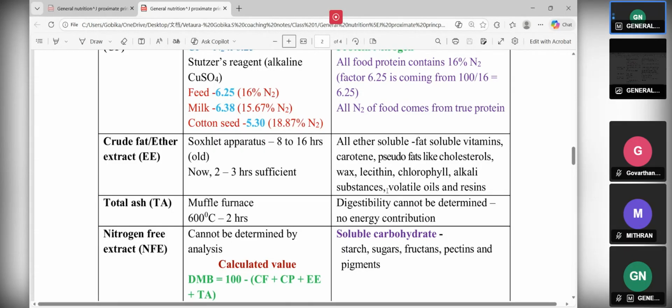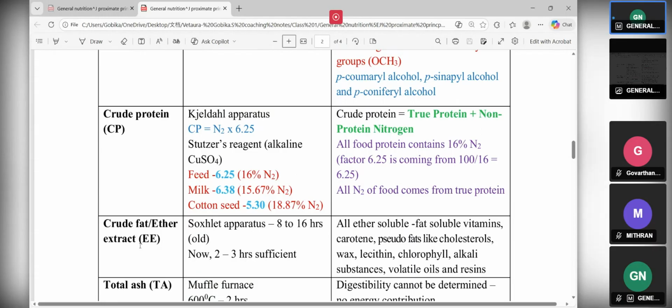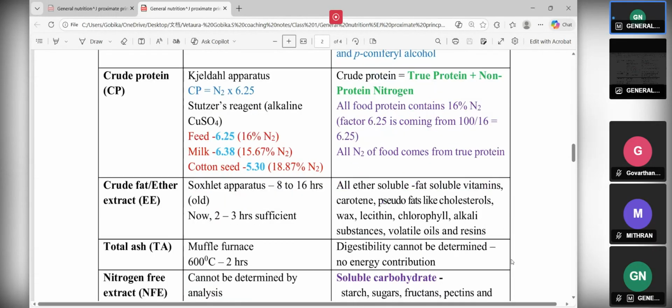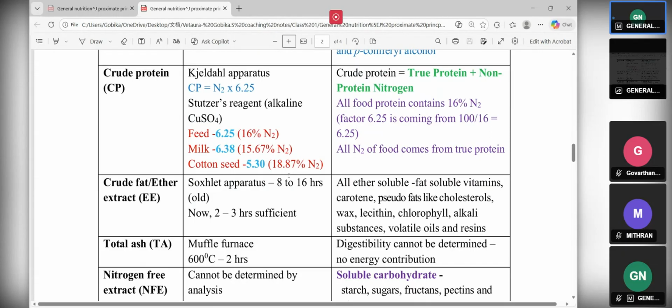Coming to crude fat, we should note that the other name itself indicates that it is an extract. That is, all the compounds which are soluble in ether will be estimated using this procedure. That includes fat soluble vitamins, since they are soluble in fat and in ether, so they come under crude fat content. Then carotene, pseudo fats like cholesterol, wax, lecithin, chlorophyll, alkali substances, volatile oil, and resins. These are also soluble in ether, so they all come under crude fat or ether extract content.